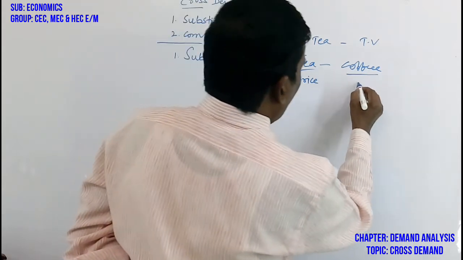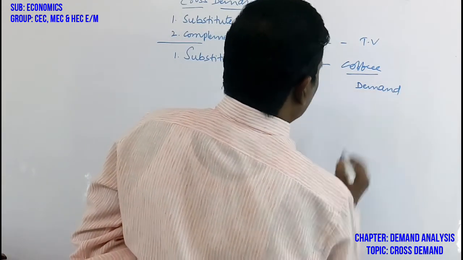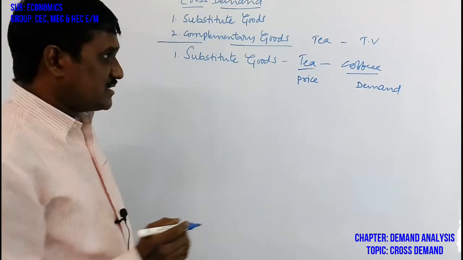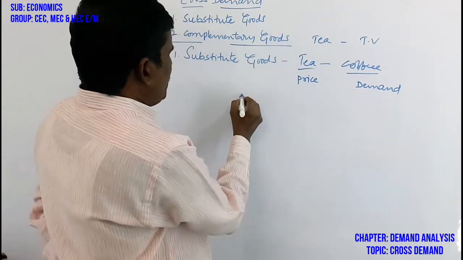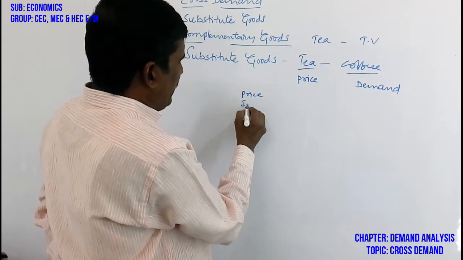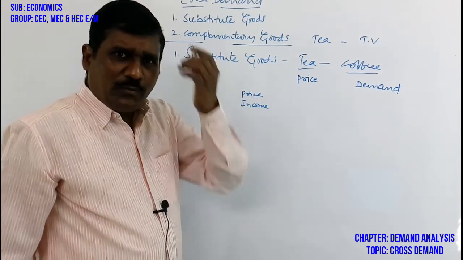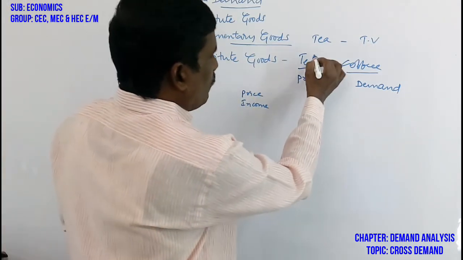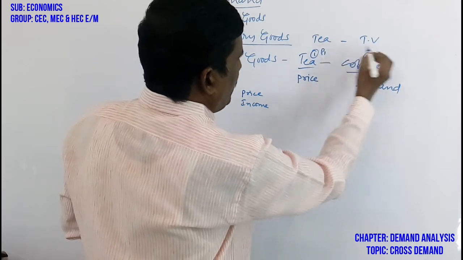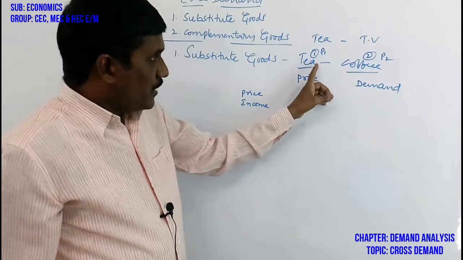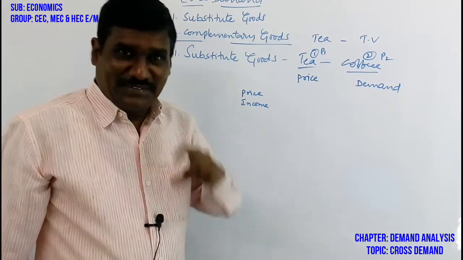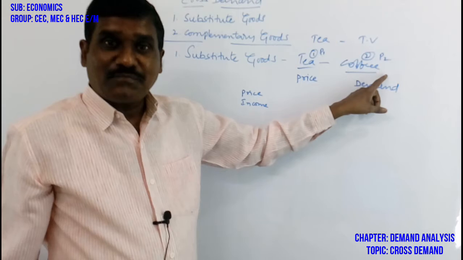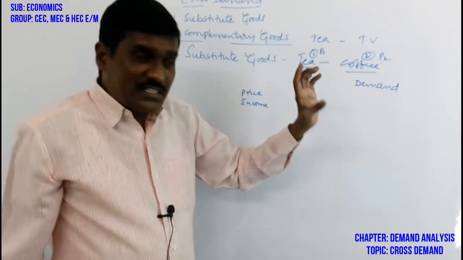Tea price, coffee demand. But one thing to be noted here. Up to now, price demand and income demand, we only discussed a single good. But here we are discussing two goods. P1, P2, the demand function, one good and another good. Tea price, coffee demand. Once again, listen carefully.